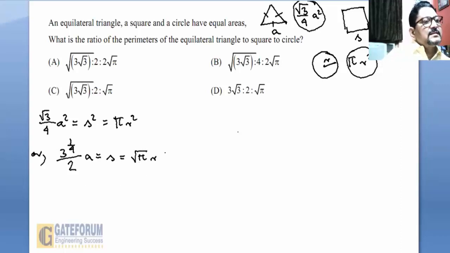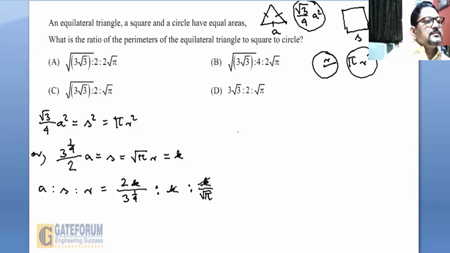Now from this, if we assume that this is equal to a constant k, then we can say that A is to S is to R will be equal to k divided by the coefficient. A will be equal to k divided by the coefficient of A, that is 2k by 3 to the power 1/4 into 2. S is equal to k only. R is equal to k by root pi.